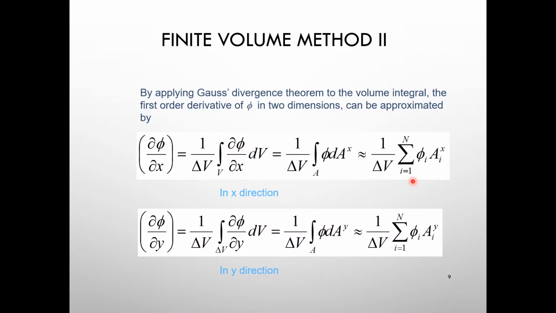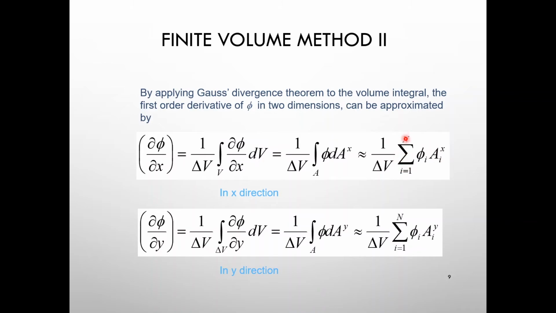This is the equation for finite volume method. By applying Gauss divergence theorem, this thing is quite mathematical, to the volume integral, the first order derivative of phi in two dimensions can be approximated. The first one on the top is the derivative of phi with respect to x in the x direction, and the bottom one is in the y direction, where V here represents the volume. This is the change in volume, and this is del phi over del x with respect to the volume, where if we divide the volume by x, we get the area. It is approximately equal to the summation of the product of the flow variables that you want to find, either u, v, w, or pressure or whatever, multiplied with areas.